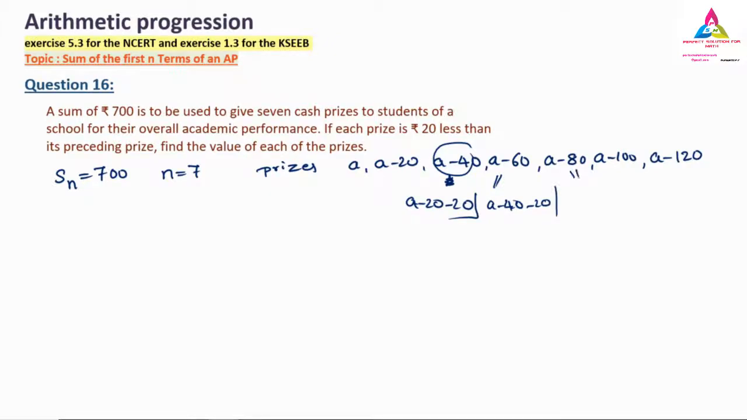So while finding this, how to do it? A minus 60 is the preceding, the previous one. For that again we have to minus 20. So A minus 60 minus 20 is A minus 80. Next, A minus 100, how did we get it? That is nothing but A minus 80 minus 20. Both have the negative symbol. 80 and 20 both have the same symbol, so we have to add. Lastly, A minus 120, how did we get it? That is nothing but A minus 100, the previous one. For that again 20 rupees less. So it is nothing but A minus 100 minus 20, which is A minus 120. So this is the way we got these 7 cash prizes. So I think you understood this.